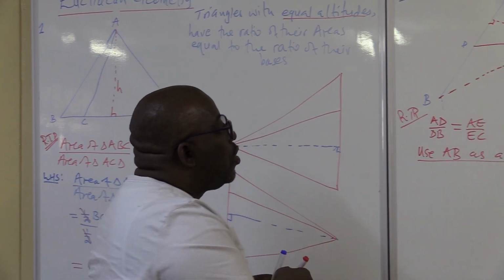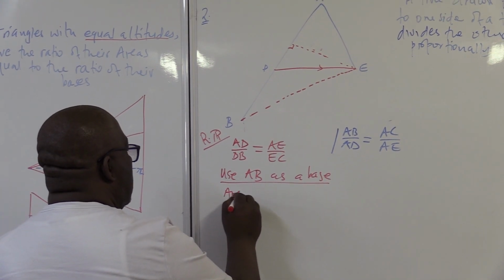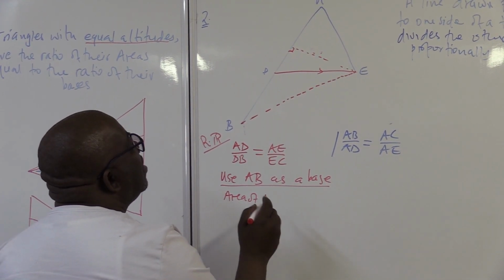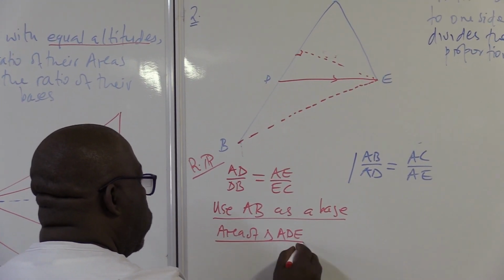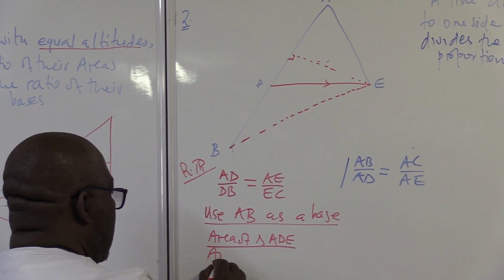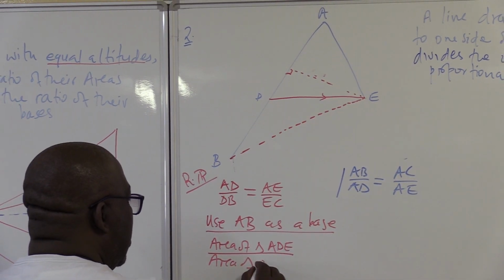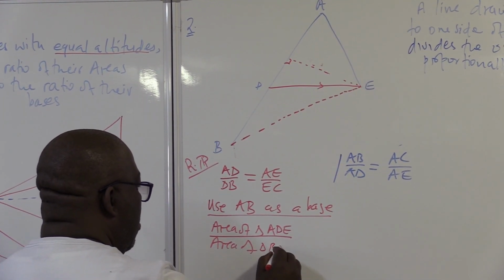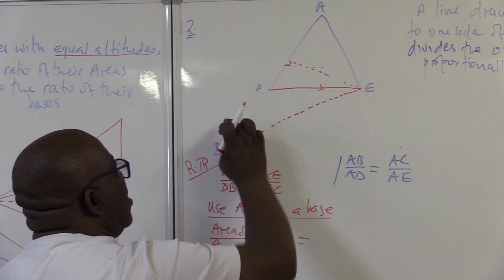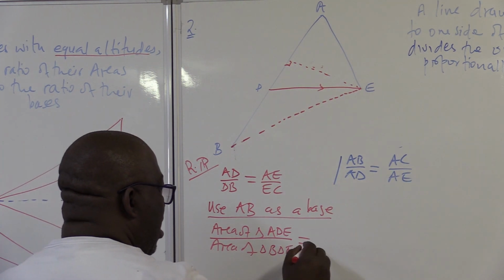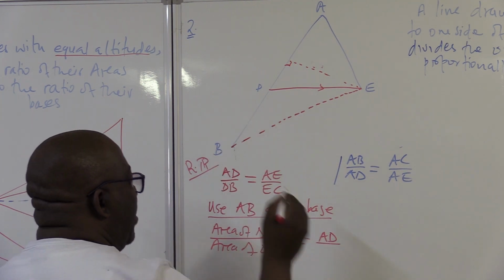Let's write that down. From this theorem, we know that area of triangle ADE over area of this triangle, BDE, you can call it anything, BDE, is equal to area of this over area of this, equal to that base over this base. What base is that? It's AD over this base, which is DB.